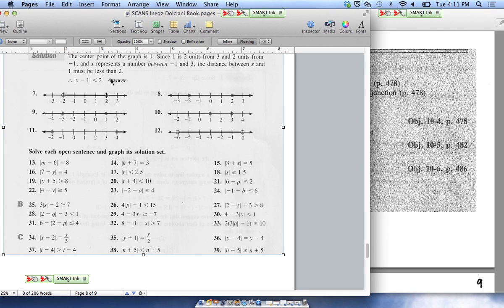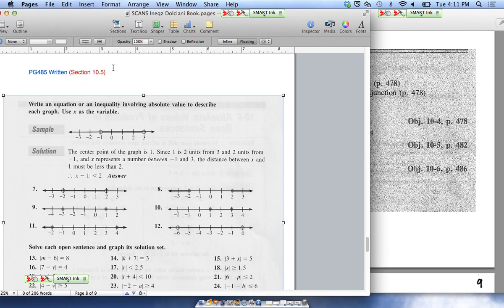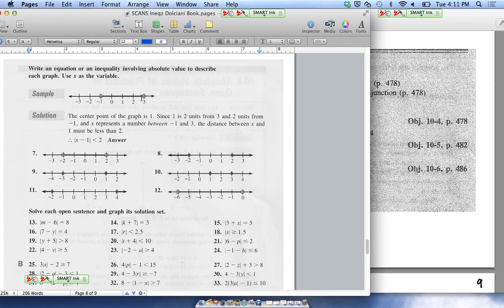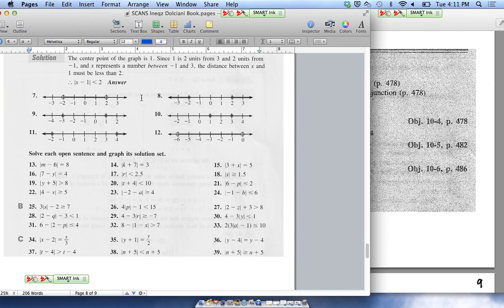And now I'm going to move to the book downloads, and I'm looking at page 485 from the book download, another problem set that you've been asked to do before we have class again. And these are fairly simple to do. The graphs, you're asked to write the absolute value equation that's being represented in the graph. I will look at number 7 with you.